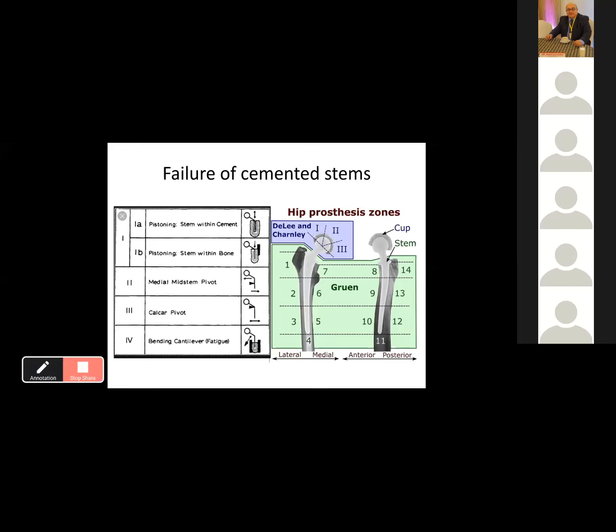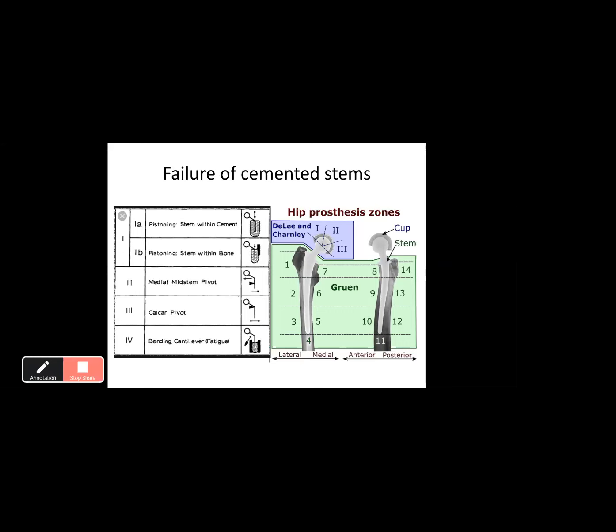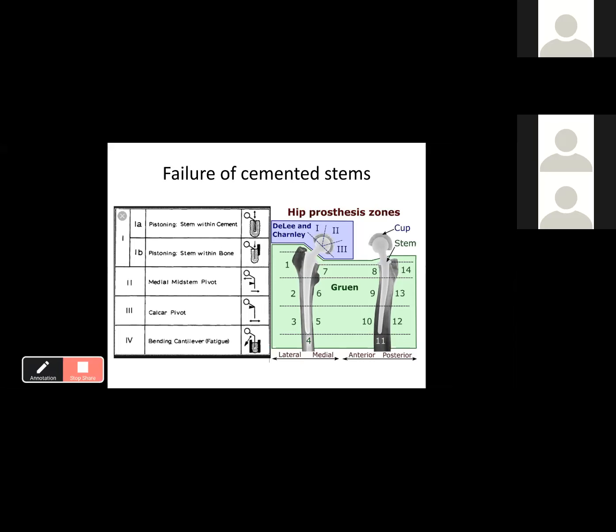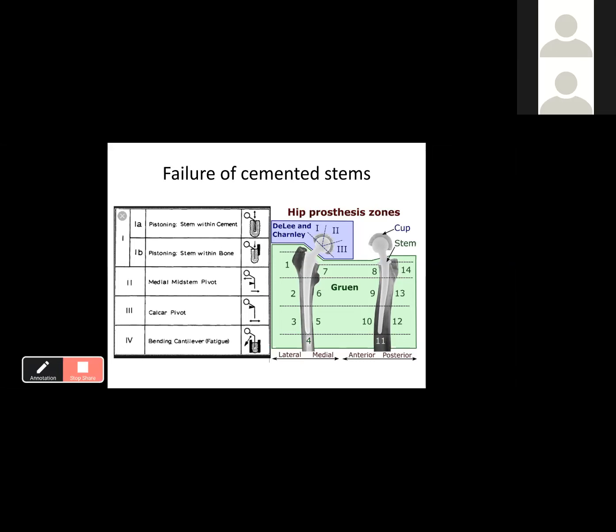So how do cemented stems fail? Well, Gruen gave us his zones. If you look at the AP of a cemented stem, you number them from the greater trochanter going down the lateral side, 1 to 3. The tip is then 4, and then 5, 6, and 7 as you go up the medial side of the stem. On the lateral, you do the same. So anteriorly, it would be 8, and then you work your way all the way down to 11 at the tip, and then 14 up the posterior side.